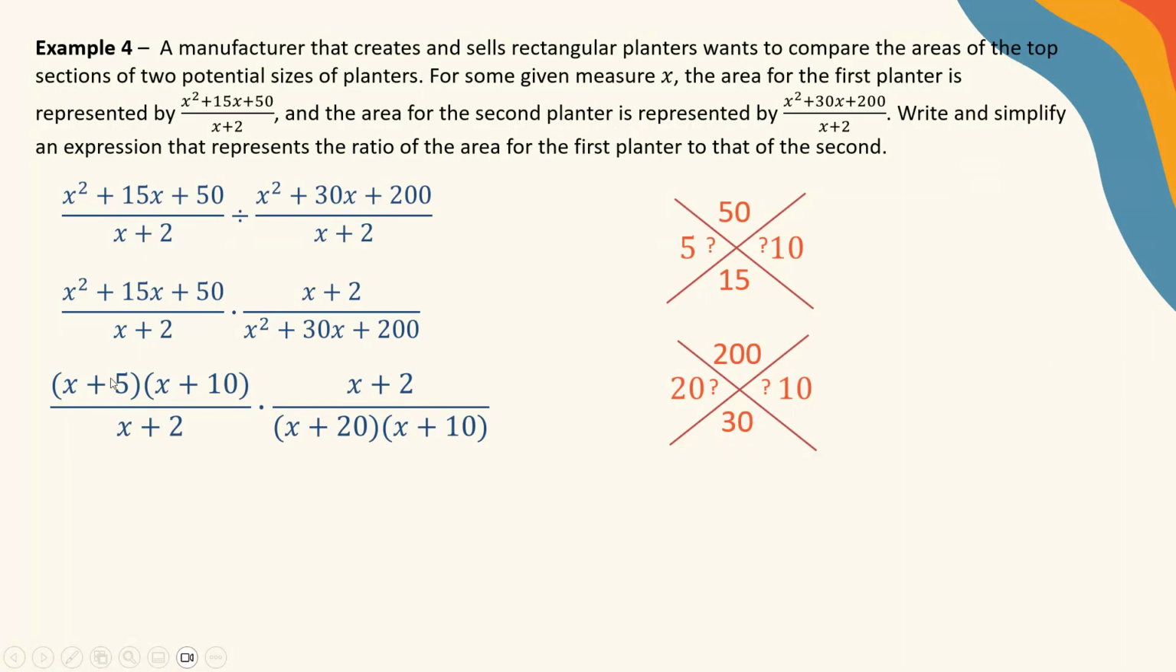So our expressions in factored form are x plus 5 times x plus 10, and then we have x plus 20 times x plus 10. And then dividing out our like factor of x plus 2 and x plus 10, we're left with x plus 5 over x plus 20.